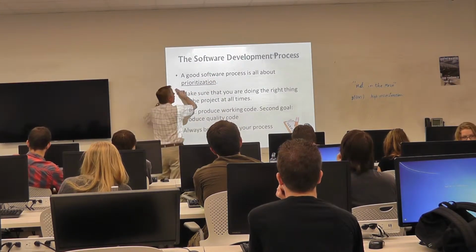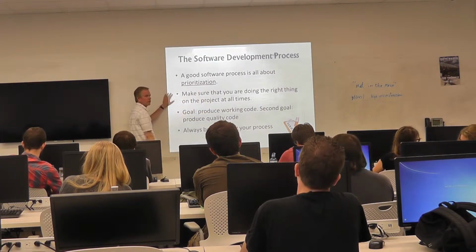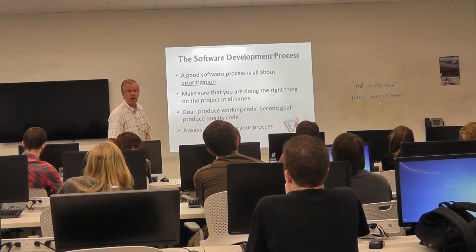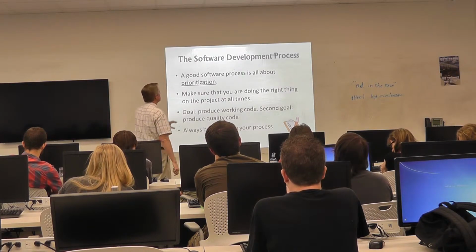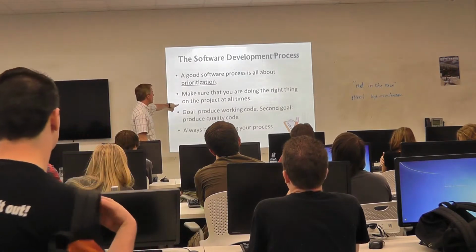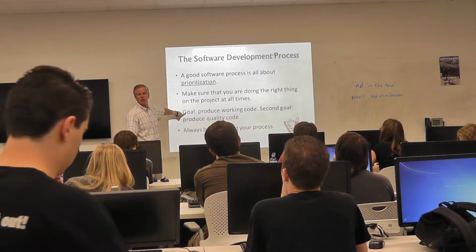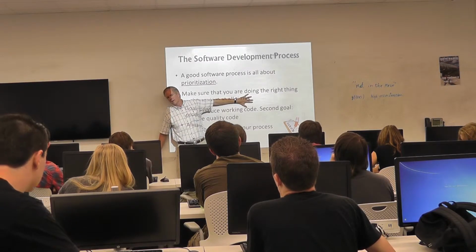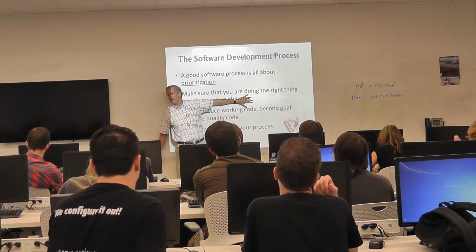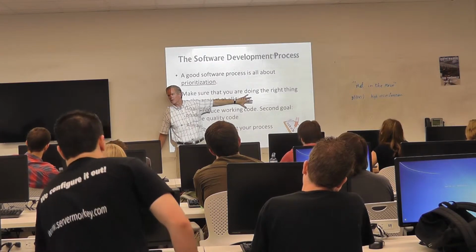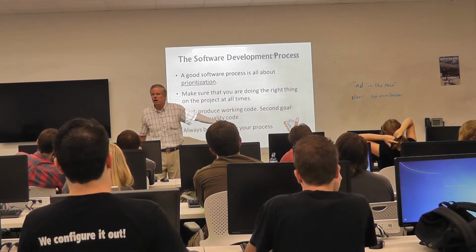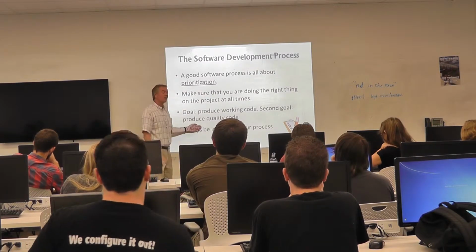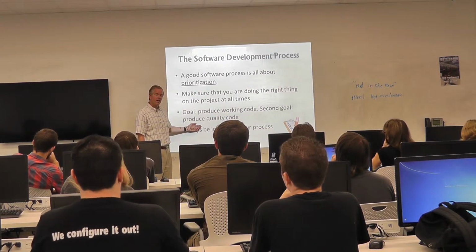Good software process is all about prioritization. Remember, there's always more that somebody wants you to do than you're going to have time, energy, effort, or people to do. You need to make sure that you're doing the right thing in the project at all times. Your goal of a software development project should be what? Why are you doing this, right? Your whole goal is to produce what? Code, right? And to work. What's your second goal? Then good code.